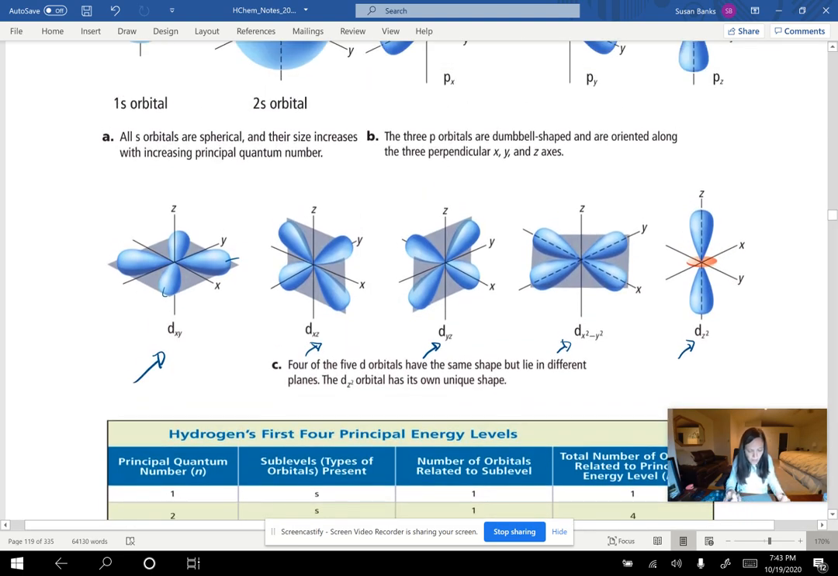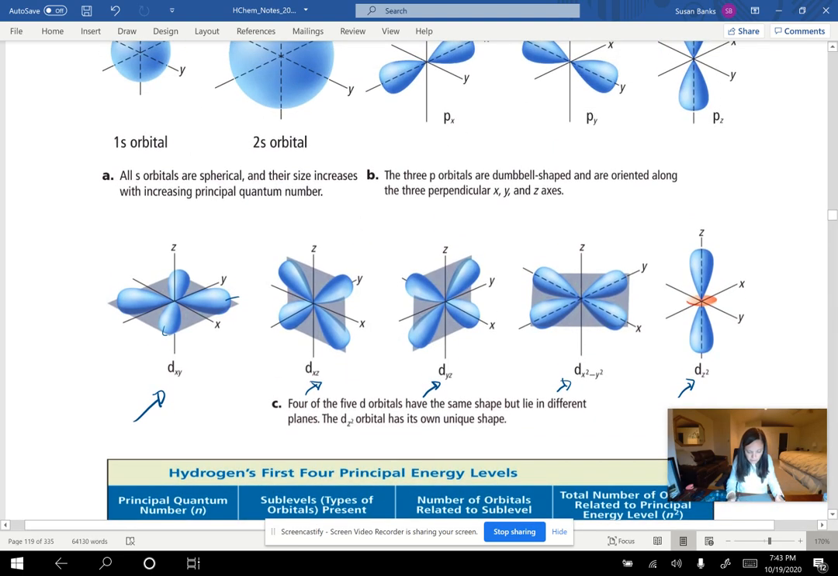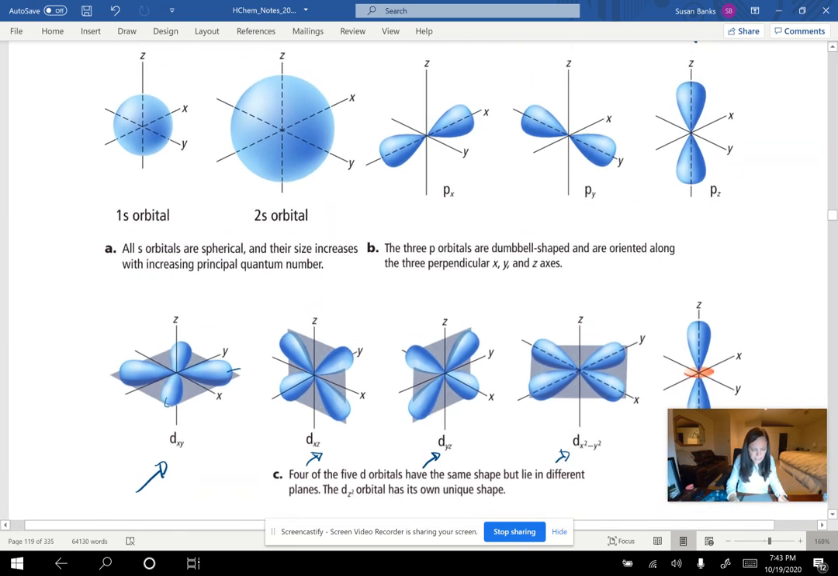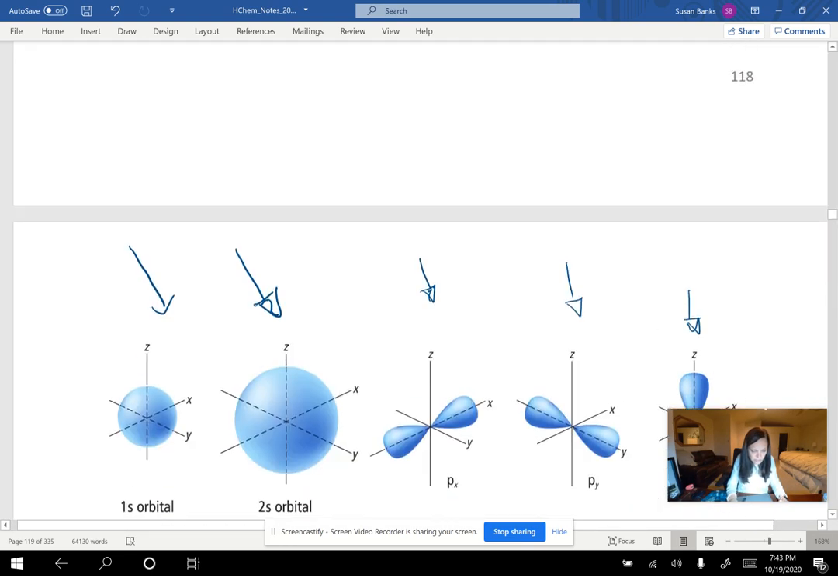Now, f orbitals are even more involved. They kind of look like, if you've ever played jacks before, they look like jacks. So they have like 8 lobes sticking out of them. They're really amazing. They have some really cool geometries.